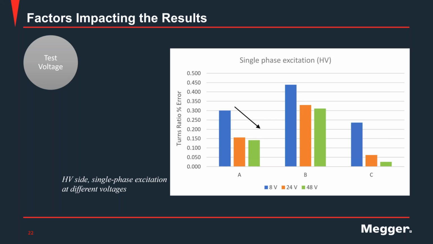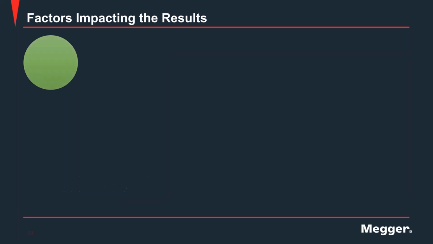Going, in this case, we tested at 8 volts, 24 volts for the orange bar, and 48 volts for the green one. So you see how the error, again, this graph is showing percentage error, is going down as I increase the voltage, and we didn't even reach the 125 we did before. So higher voltage, better accuracy of my results. I'll go deeper in a couple slides ahead on why we see this kind of behavior.